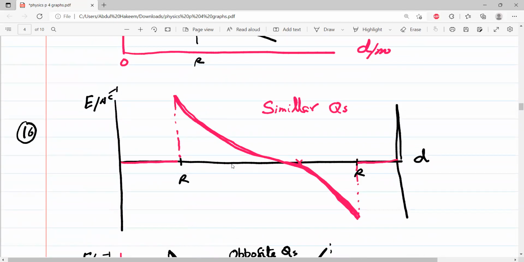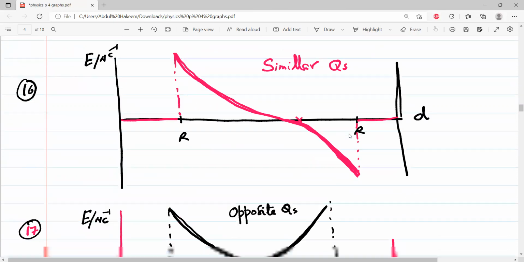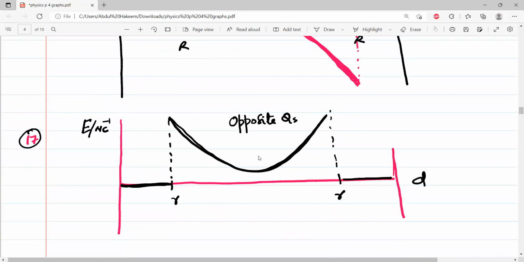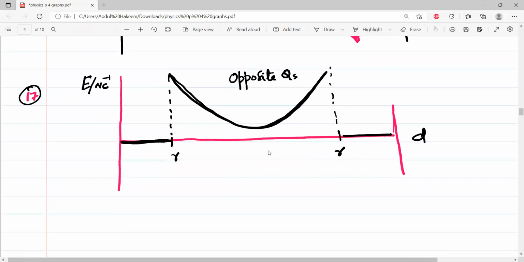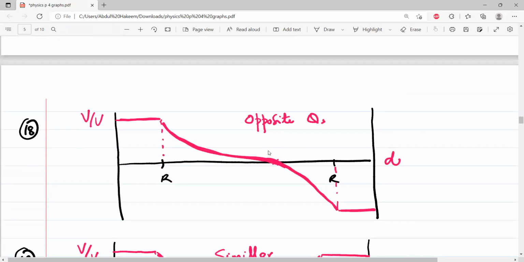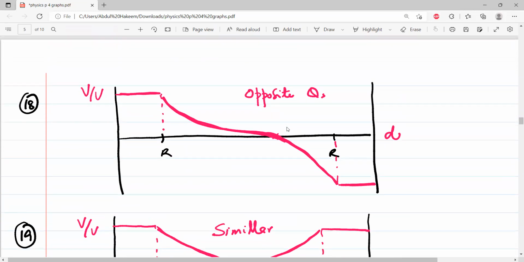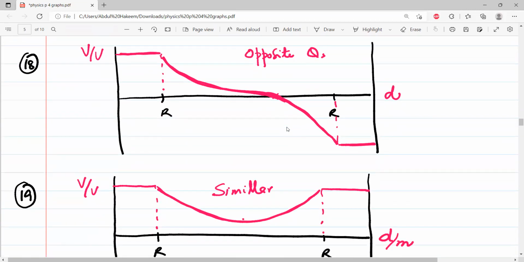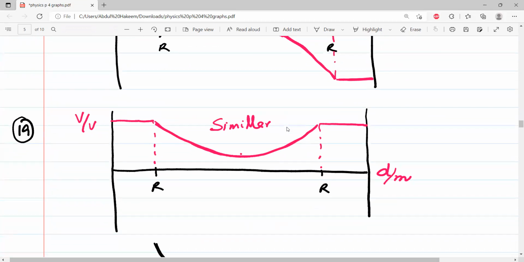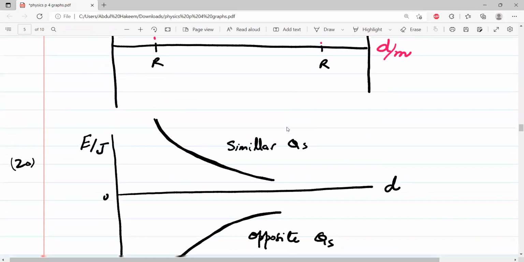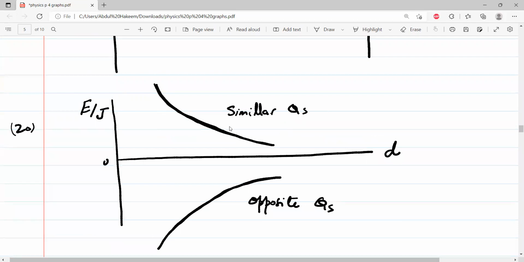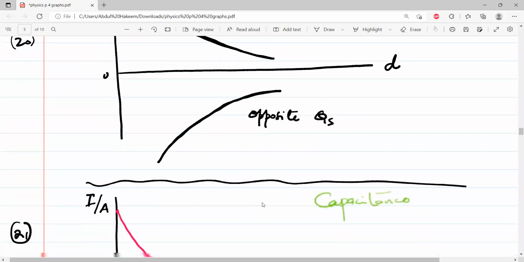This is electric field strength between two similar charges. This is electric field strength between two opposite charges. This is the potential between two opposite charges, oppositely charged spheres. This is the electric potential between two similar charges. And this is the electric potential energy. This line is when charges are similar. This is the line when the charges are opposite.